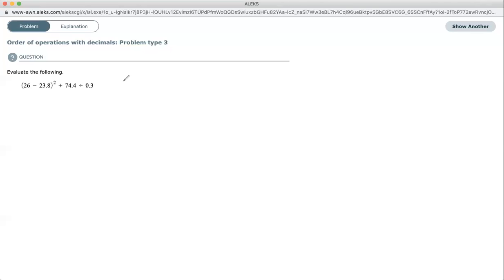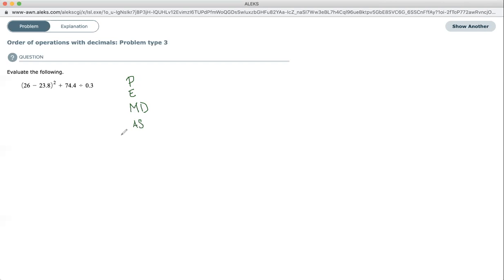Order of operations with decimals, problem type 3. Evaluate the following. For any order of operations problem, you want to recall PEMDAS. P for parentheses and grouping symbols, E for exponents, M for multiplication, D for division. I write it out this way because you do have to follow the order left to right, whichever comes first. A for addition, S for subtraction.